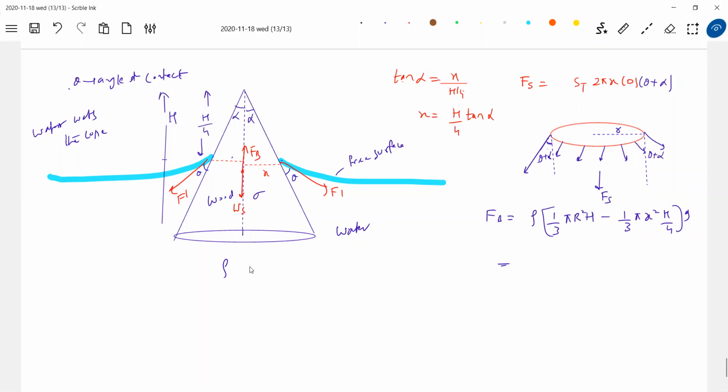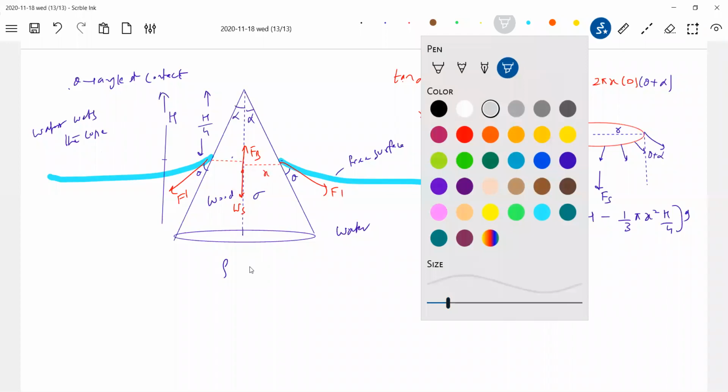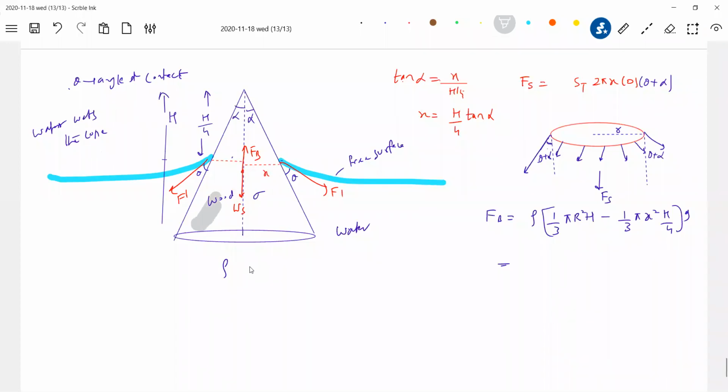Okay, this part is the volume immersed. In the bigger cone, I'll subtract the volume of this smaller cone. Some small geometry, nothing big. So a student must have geometry clarity.